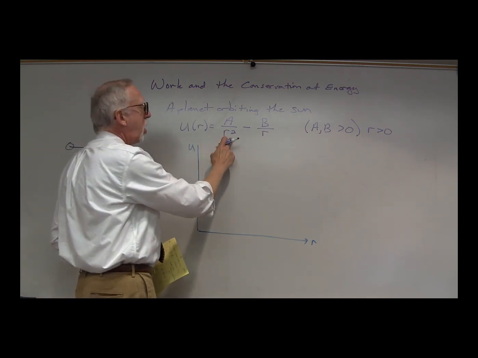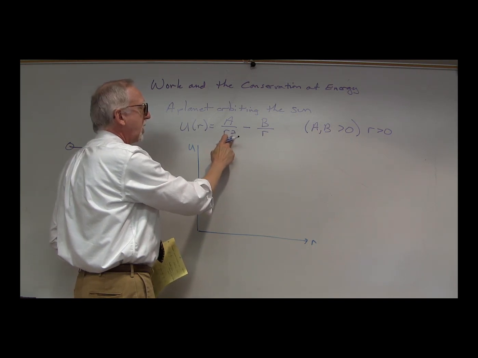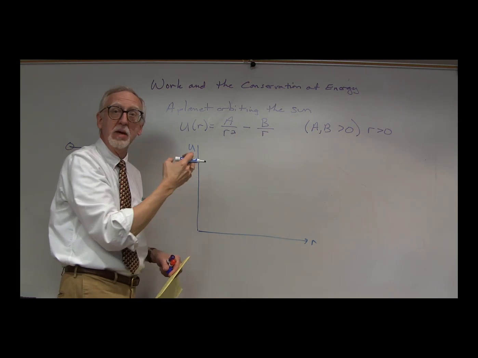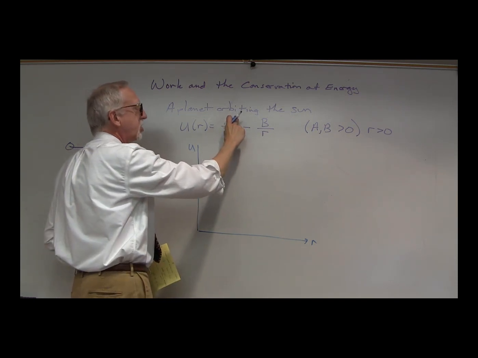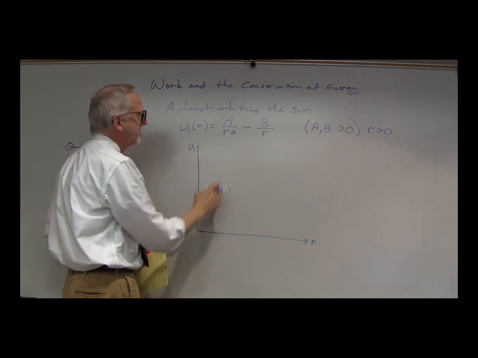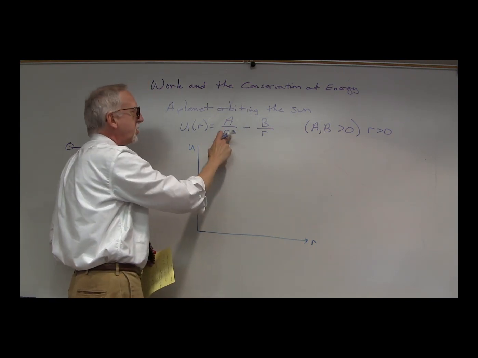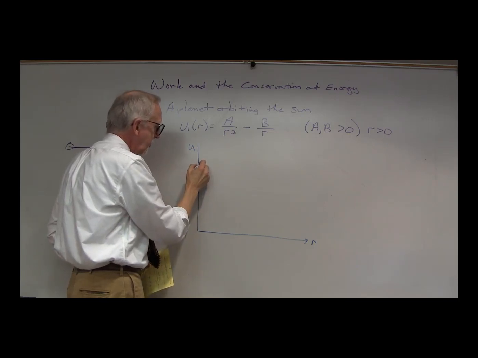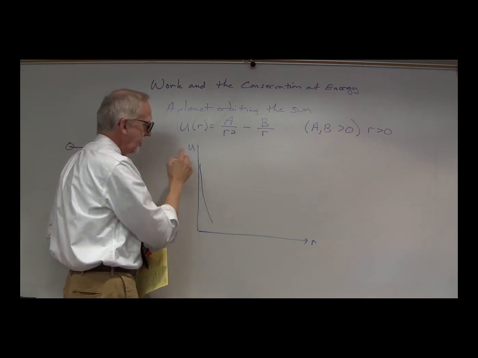When r is small, then r squared is going to be even smaller than r, and 1 over that will be even bigger. So this term will dominate when r is small. So as r gets close to 0, the potential is going to look like a constant over r squared. And what does that do? That goes up to infinity.